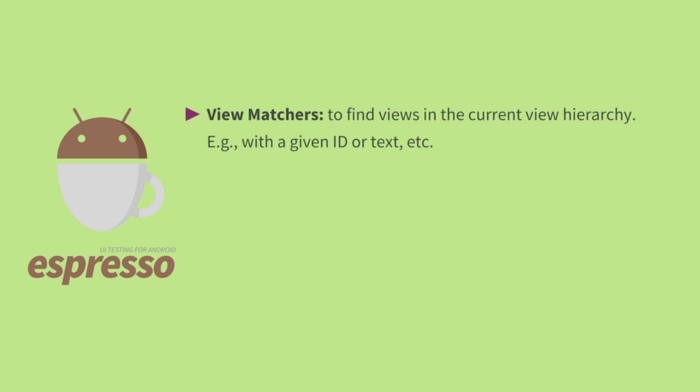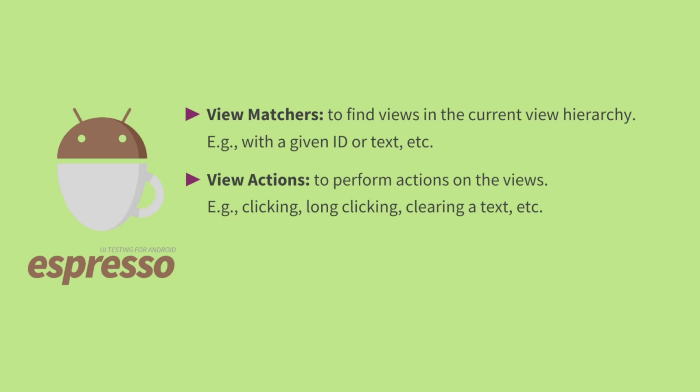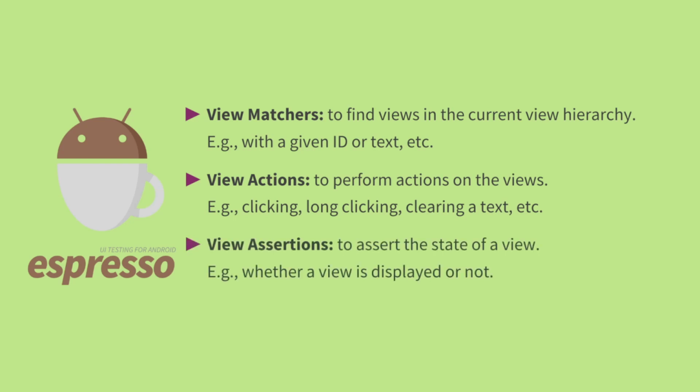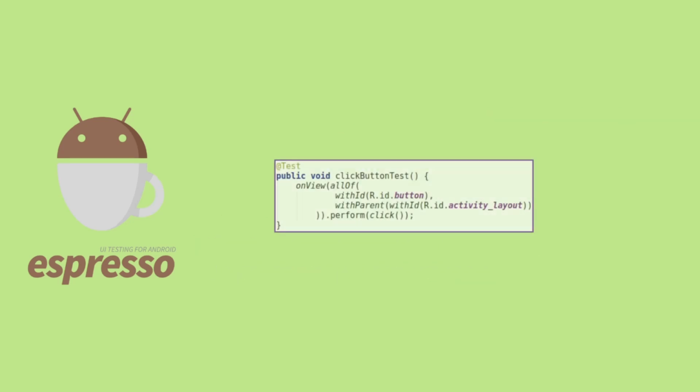Now, the Espresso testing framework API is divided into three parts. First, view matchers are used to find views in the current view hierarchy, view actions to perform actions on the views, for example, click, and view assertions to assert the state of a view. This is an example of an Espresso test case that performs a click action on a view with ID button and parent ID activity layout. It is important to note that if the target view was not found or several views match the selection criteria, the test execution will raise an exception.